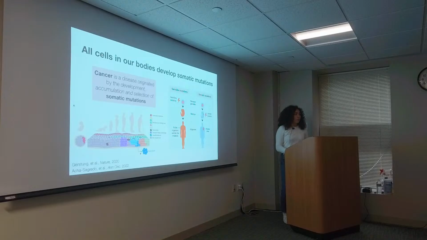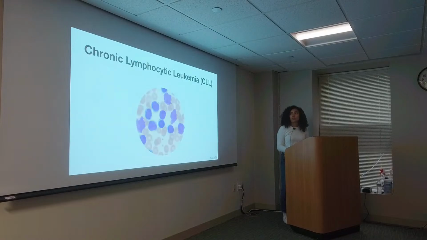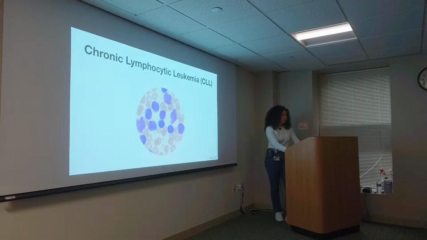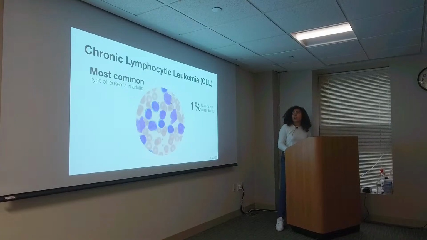So in this work, I'm going to be mostly talking about a type of cancer that is chronic lymphocytic leukemia, or CLL. This cancer is the most common type of leukemia in adults. It accounts for 1% of new cancer cases in the U.S. It affects primarily males, and then the average age at time of diagnosis is 70 years.